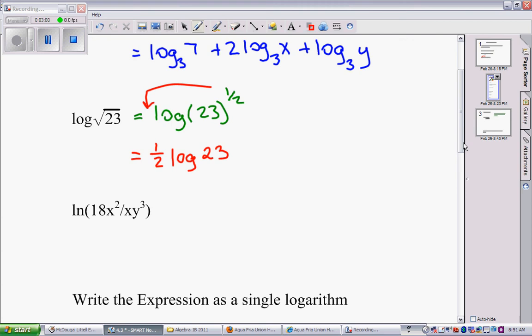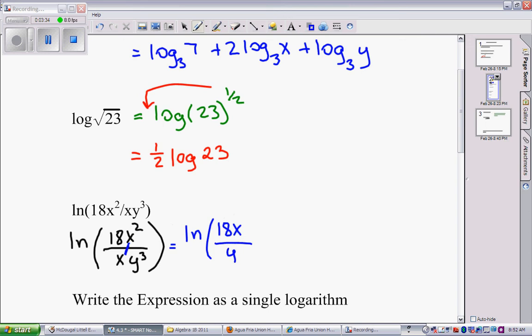The next one, you've got the natural log of 18x squared over x y to the third. Now this one's going to look better if I handwrite it out originally. ln of 18x squared over x y to the third. We have x's on top and bottom. We need to simplify those. x squared over x goes to x on top over y to the third.